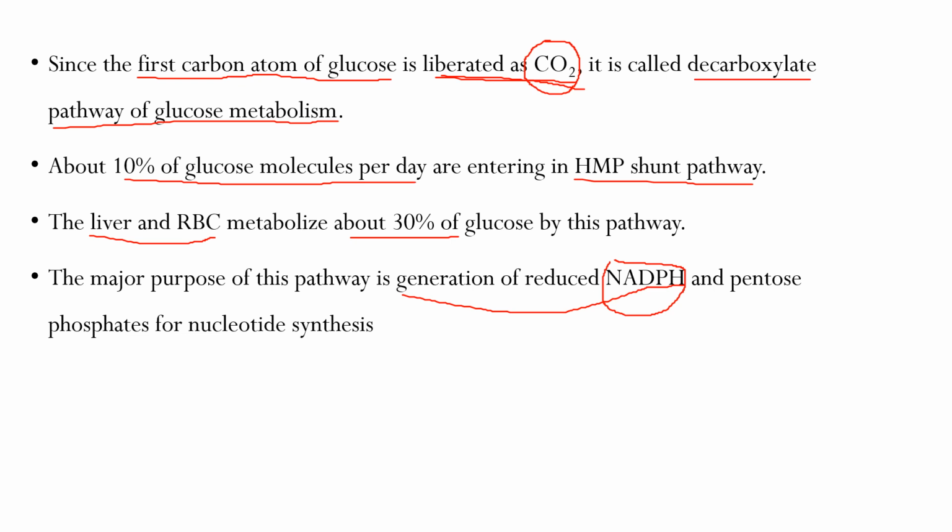And in this pathway, pentose phosphate is produced. This molecule is important for the formation of nucleotides. As you know, nucleotides are monomeric units of nucleic acids. So indirectly, it is important for the formation of nucleic acids.